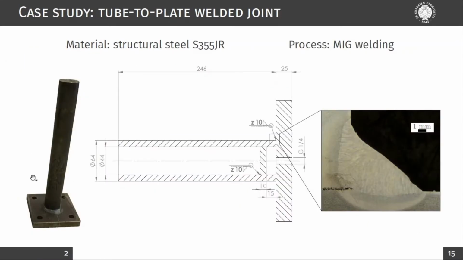The studied specimen was obtained through MIG arc welding of a tube and a plate, both made of S355JR structural steel. The welding, or a cross-section of the welding of relevance for our work, is highlighted in this figure.